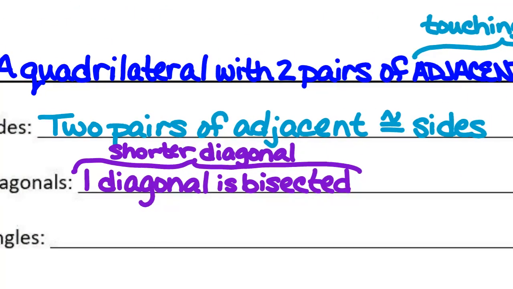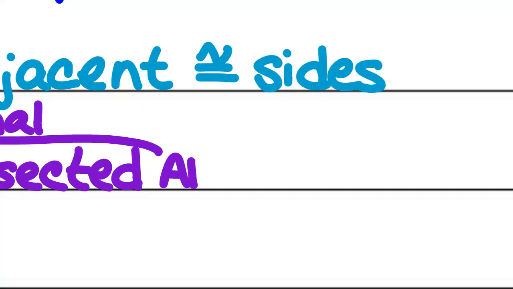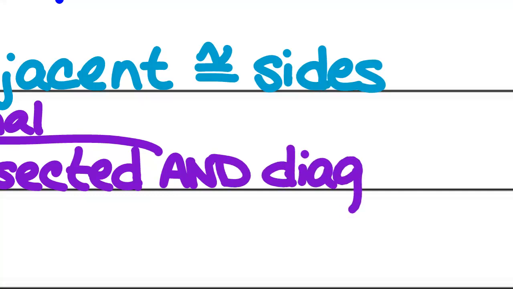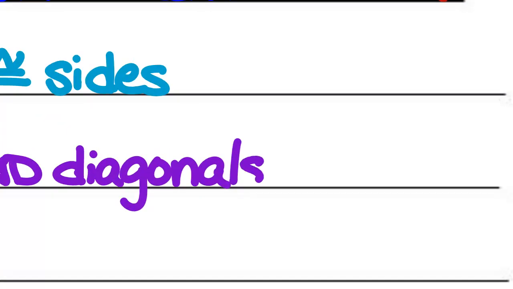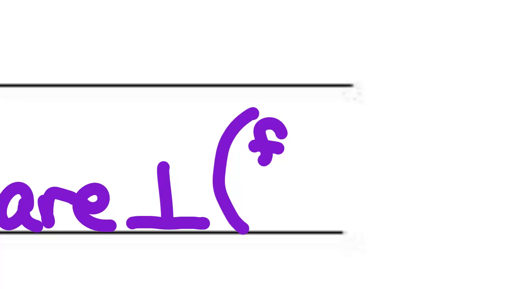And my diagonals are perpendicular. What does perpendicular mean again? They cross each other, and what happens when they're crossing each other? 90 degrees, yes. It forms right angles.